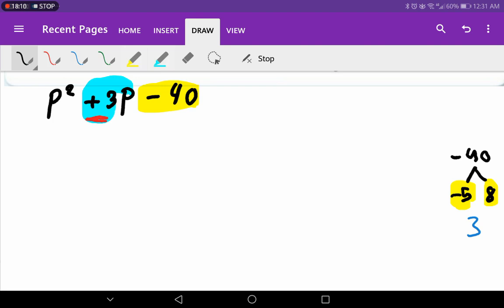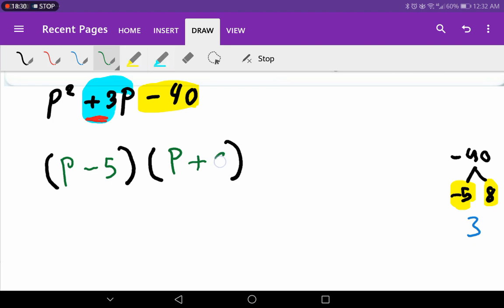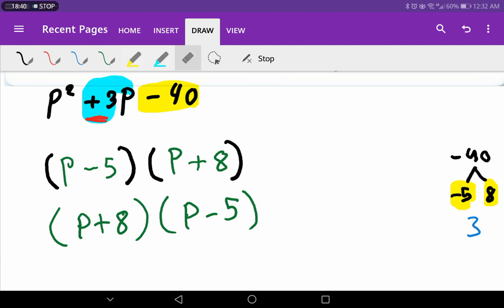Yes, so we draw the parentheses. Okay, my dear students, we draw the parentheses, and we write the letter, whatever it is. It is P, one P here, one P here, and we write negative 5 and positive 8. Teacher, if I write P plus 8 and P negative 5, is it correct? Yes. Actually, the question asks you to check whether your answer is correct or not. If you don't believe me, you can check.